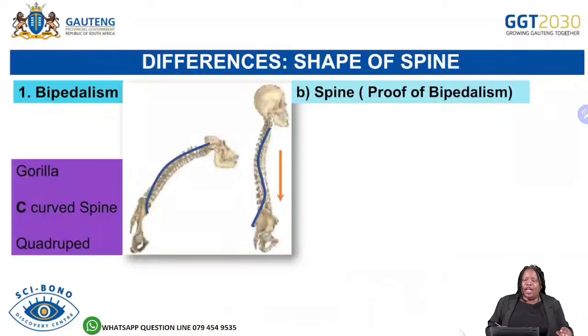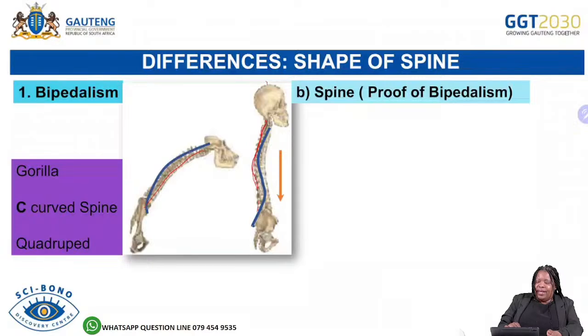Now, in terms of the shape of the spine, okay? Remember when we were tabulating, we said humans have got an S-shaped spine, and the African ape or other primates have got a C-shaped spine. All right? So this is the spine, this is a human. Now it is S-shaped. It's like the letter S. So it's easy to remember. And then this is a gorilla. The shape of the spine is C-shaped.